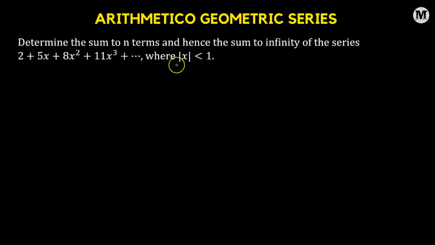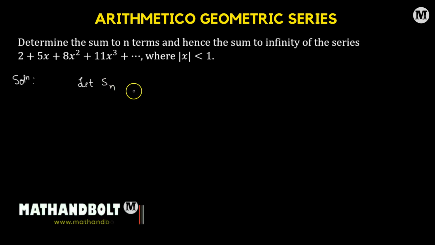Determine the sum to n terms and hence the sum to infinity of the following infinite series with the condition that the absolute value of x is less than 1. Let us begin. So here we have a series. Let us suppose that this series is denoted by Sn, where Sn represents the sum to n terms.